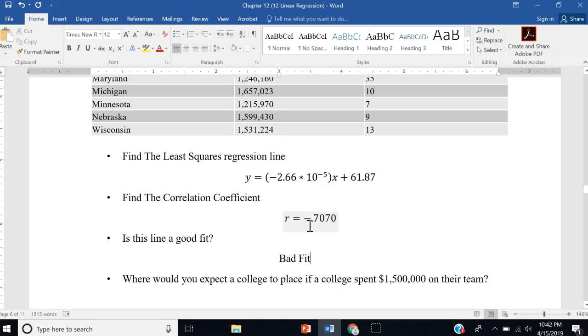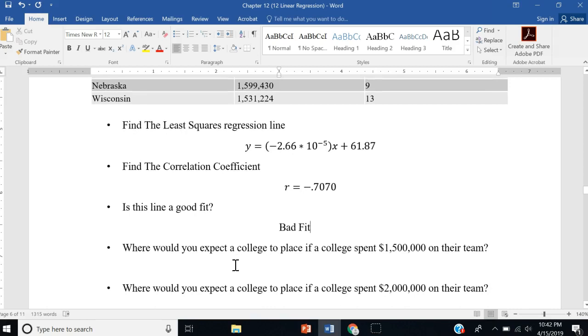Now, just a note, this negative r value is because your coefficient here is a negative coefficient. So negative coefficient, negative r value. Now, we know this line is a bad fit, so in reality, we would not really want to predict anything using this line.